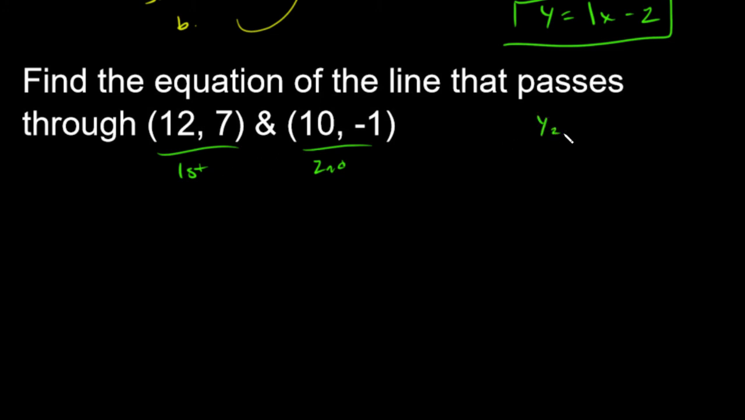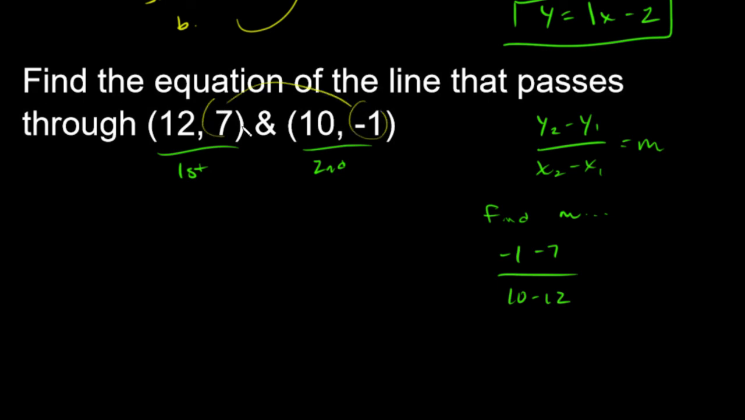So you've got y sub 2 minus y sub 1 over x sub 2 minus x sub 1. That's your slope. So find m. And so this is going to be -1 minus 7 over 10 minus 12. That's y sub 2 minus y sub 1, -1 minus 7, and x sub 2 minus x sub 1, 10 minus 12. And that's going to get you -8 over -2, and that simplifies into 4.